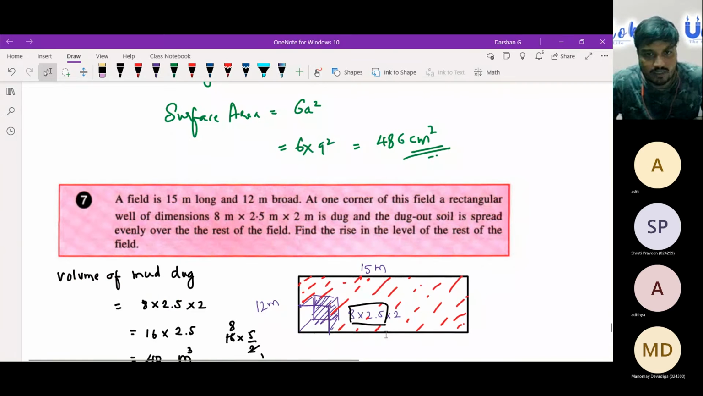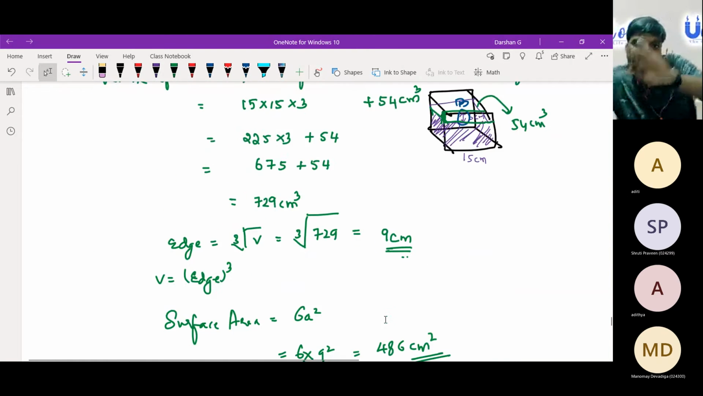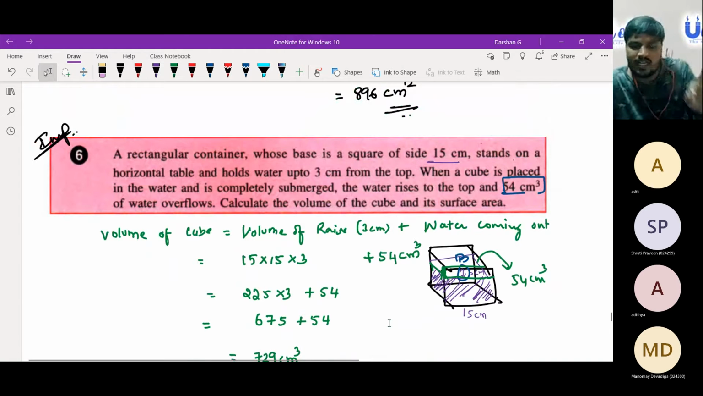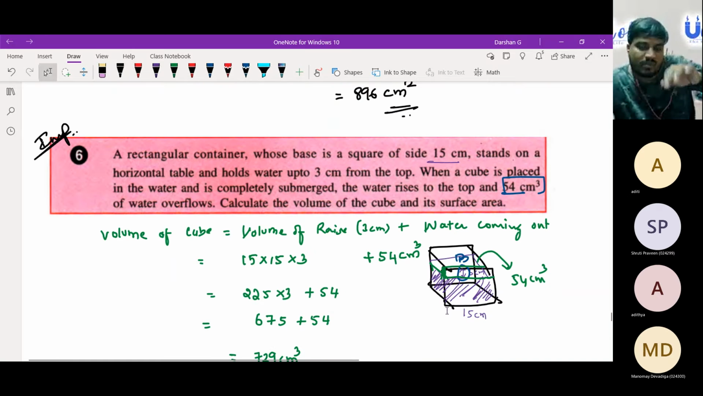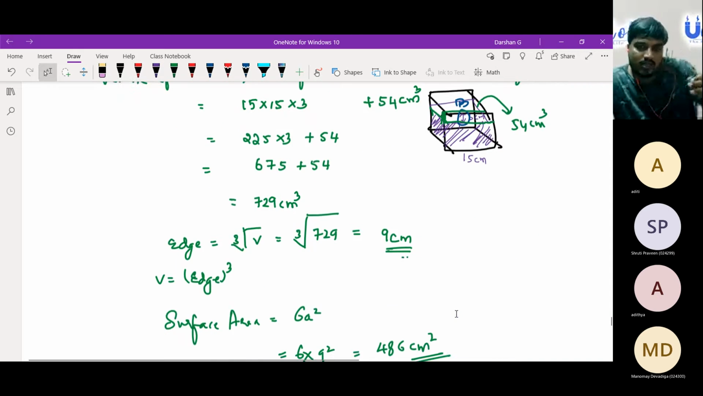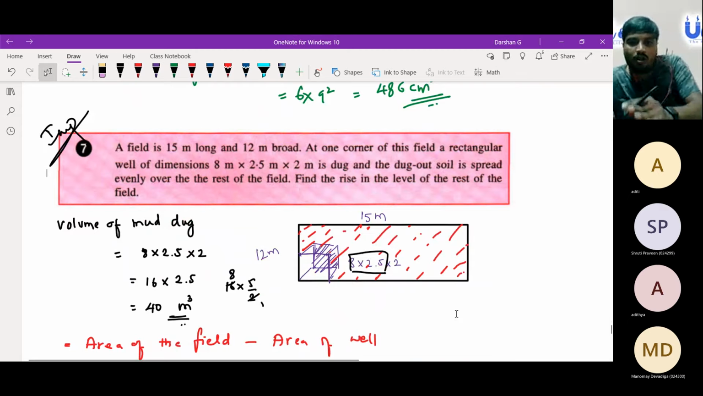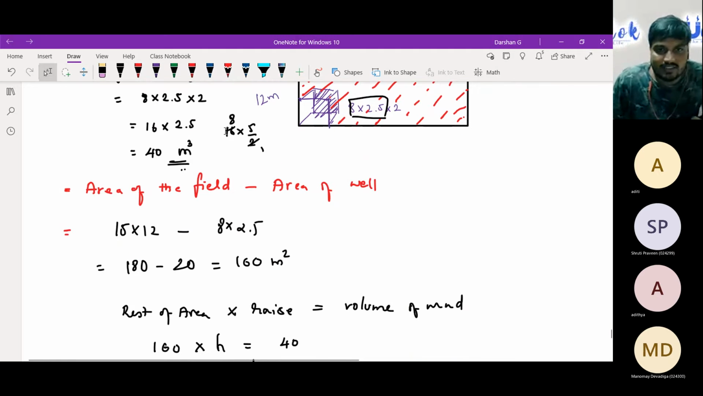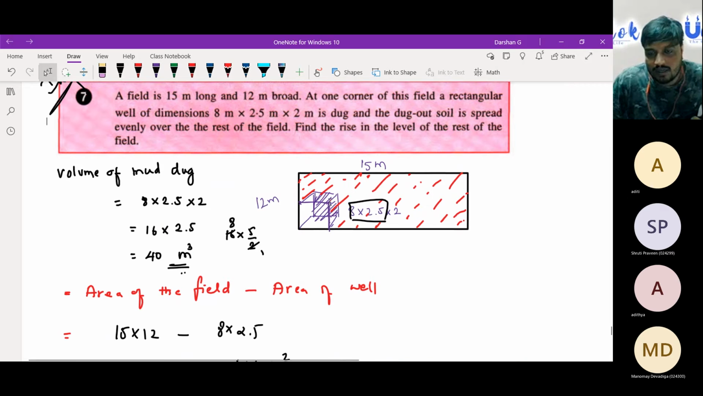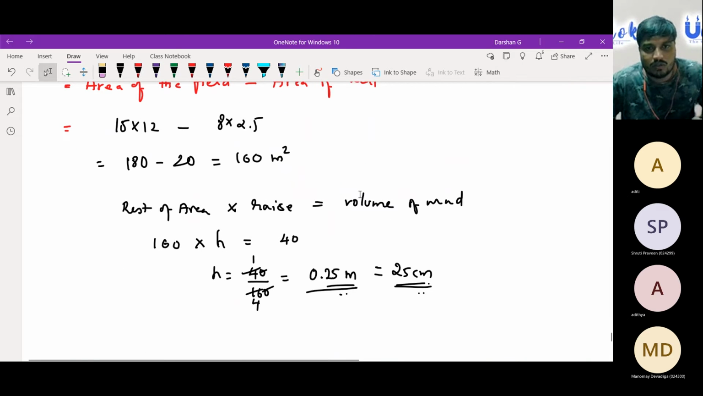So now the point is, what are they asking? That is what they're asking. So this is a very, very important question. Two questions which are very, very important. You will get any one question in these two. One is about a cube or cuboid put inside a cube or cuboid. That's a tank question I will be calling. The next one is a plot question or the field question where one part is dug and you're spreading the mud everywhere. This is a very simple one. So you're calculating the area of the bigger field, eliminating the well area to find the area of the rest of the field.